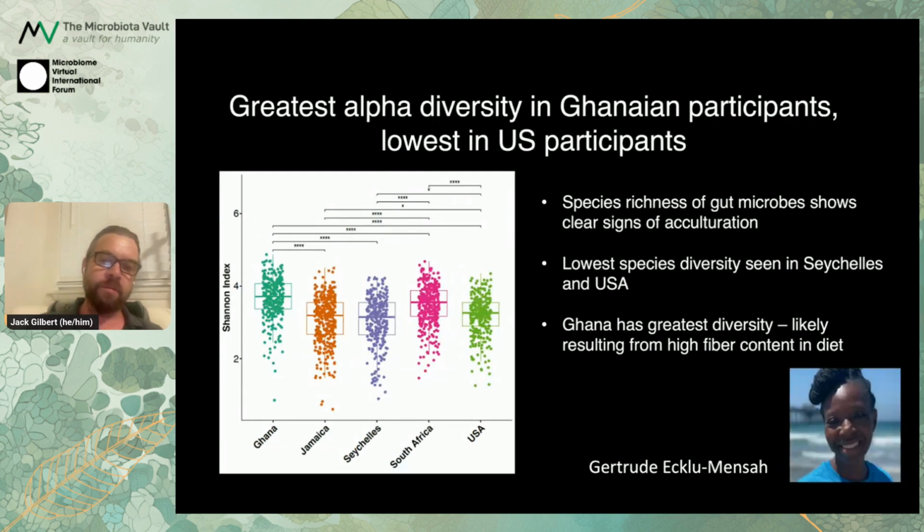And like we were hearing before in some of the earlier presentations, the microbial diversity of these countries is very significantly different. In Ghana and South Africa, where we're dealing with rural communities who consume very high levels of fiber, they have significantly greater Shannon diversity index, alpha diversity, for the microbial community.